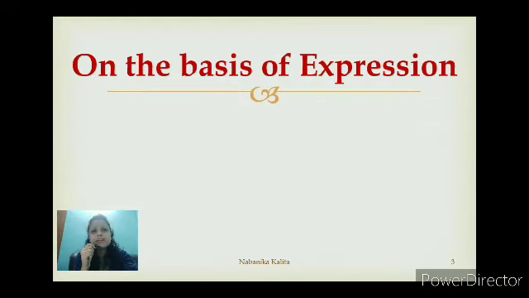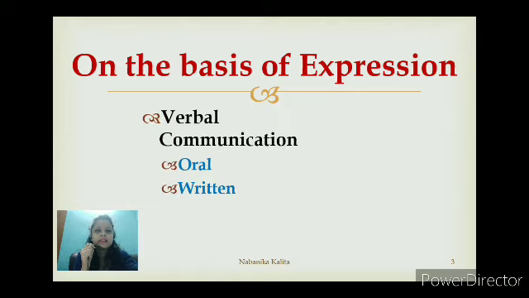On the basis of expression, I hope you remember, the communication can be classified. The first is verbal communication. So what is verbal communication? Verbal communication is the communication where we use written words or spoken words. So it depends on some language.